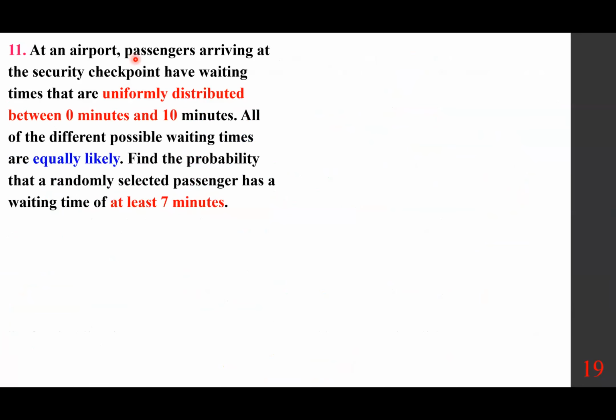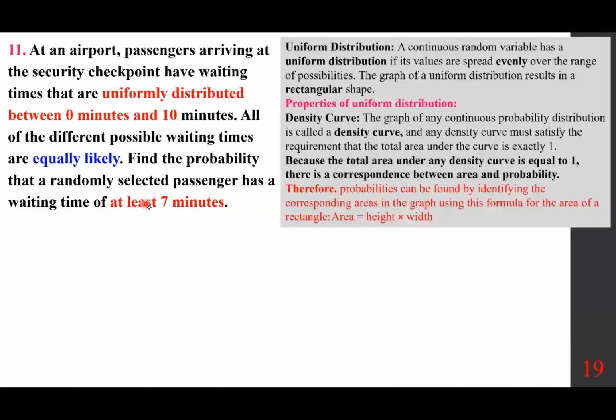At an airport, passengers arriving at the security checkpoint have waiting times that are uniformly distributed between 0 minutes and 10 minutes. All of the different possible waiting times are equally likely. Find the probability that a randomly selected passenger has a waiting time of at least 7 minutes. First, we want to discuss the uniform distribution. Can somebody read the information about uniform distribution, please?